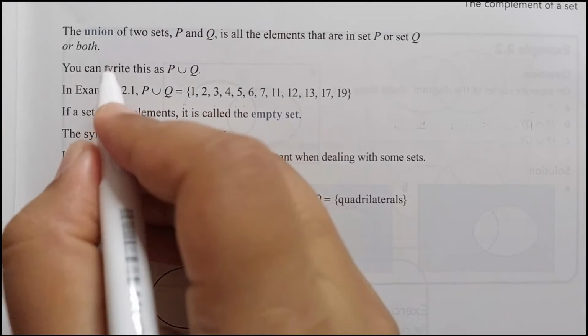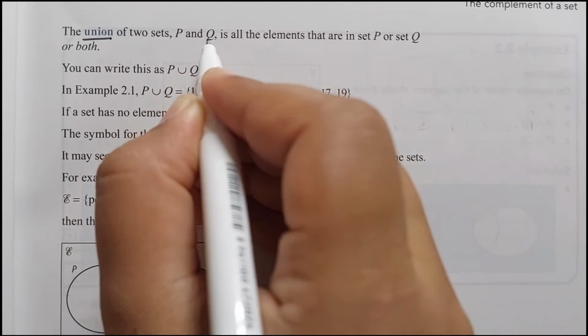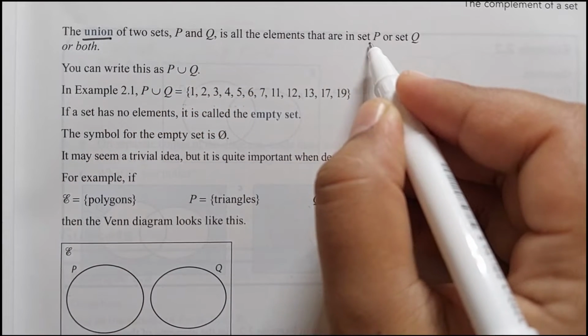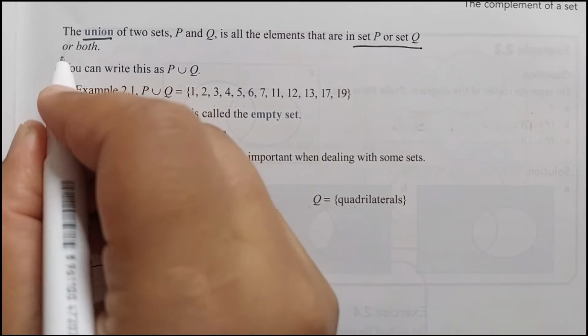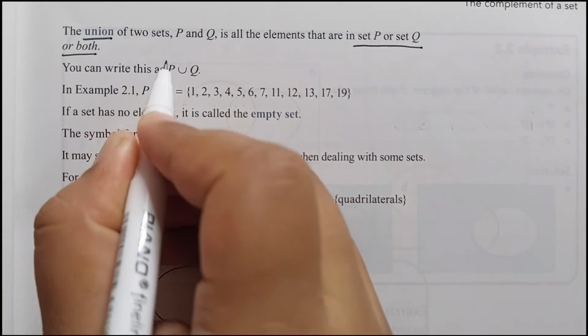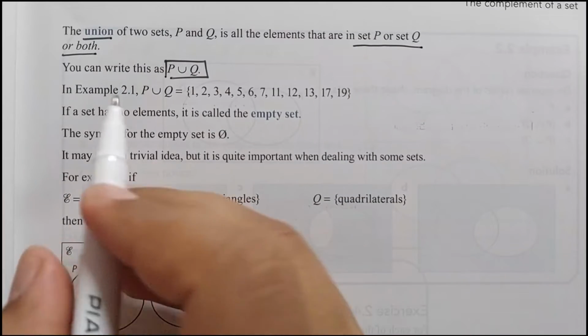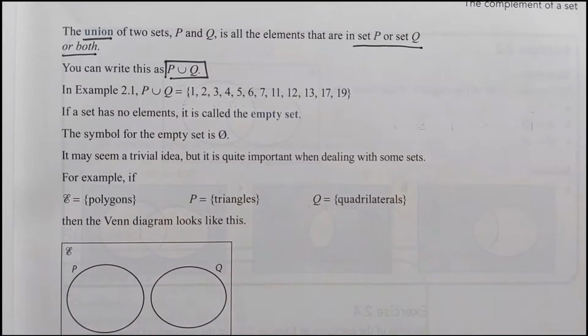The second relation between two sets is the union of two sets. The union of P and Q is all the elements that are in set P or set Q, or both. You can write the union as P union Q. This is the way to write down the union. For example, in example 2.1, P union Q is all these elements.